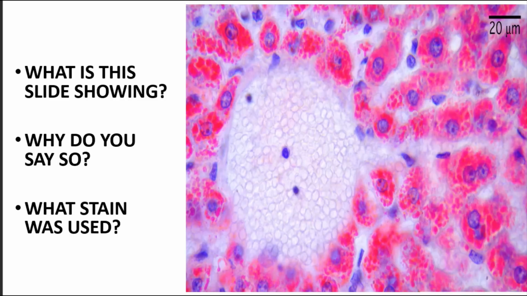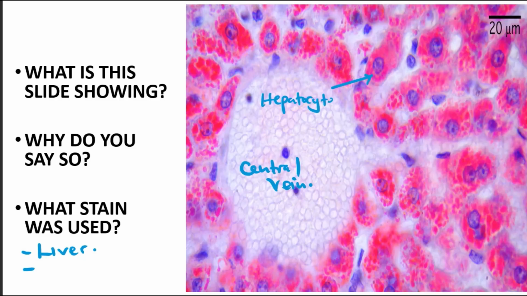What is this slide showing here? This is the liver. Why do you say so? 1, I see this is a central vein. And then these are hepatocytes. These hepatocytes are showing glycogen granules. The red substance in the hepatocytes are simply glycogen granules. The spaces between the hepatocytes, this space here, these are sinusoids.